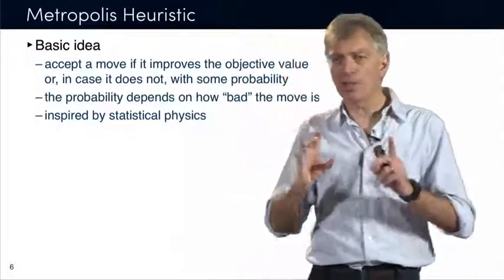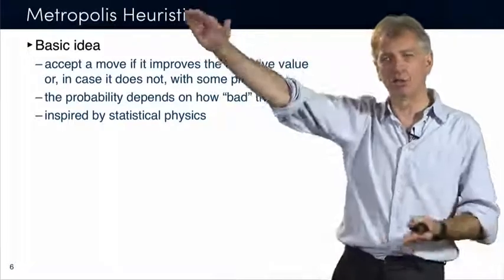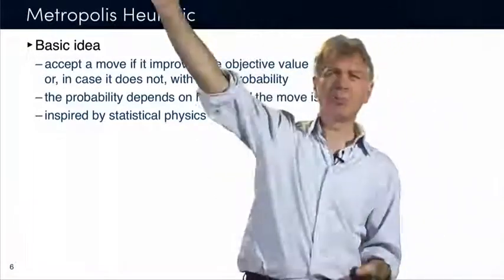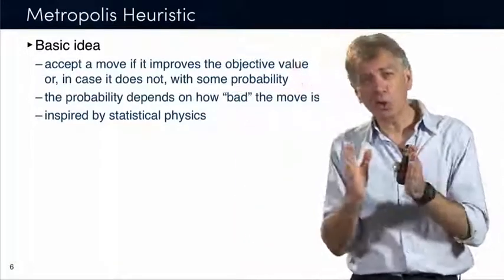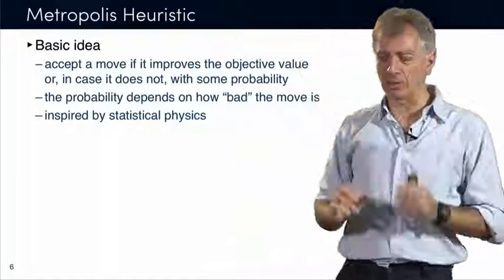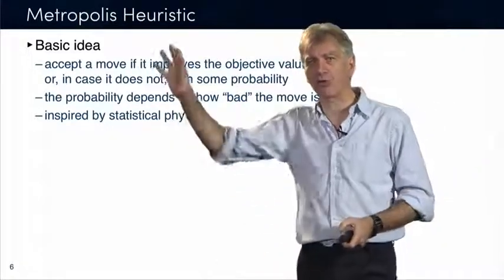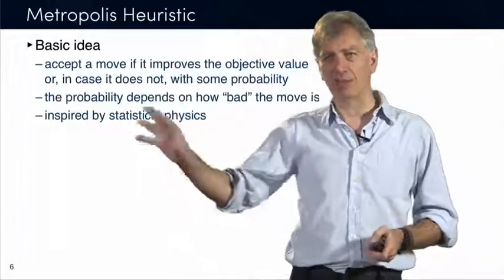And that probability has to be somewhat proportional to the degradation that the move is going to perform. If the move is terribly bad, you probably don't want to take it with a high probability. If it's really, really close to improving, you want to take it with a higher probability. Okay, so the whole thing here that I'm going to talk about is inspired by results in statistical physics, and I'll come back to that later on.